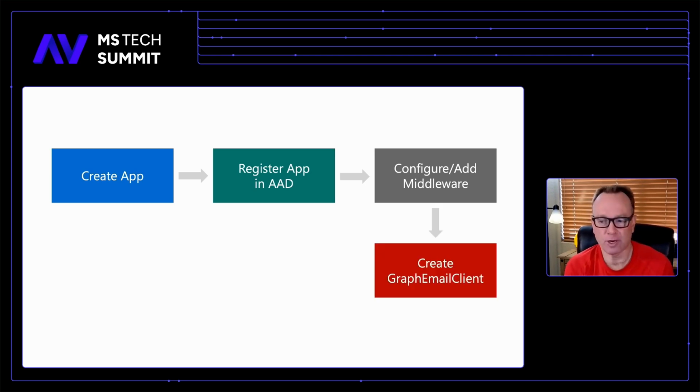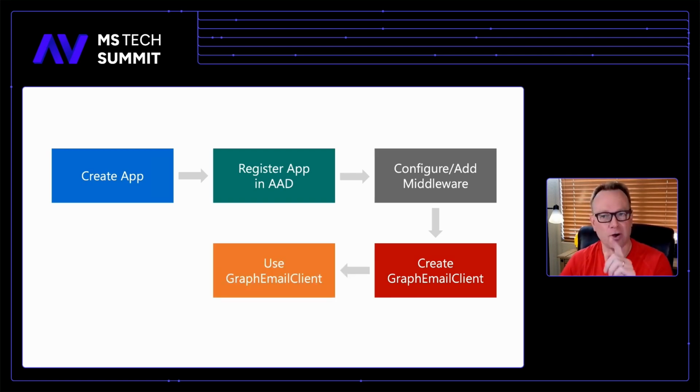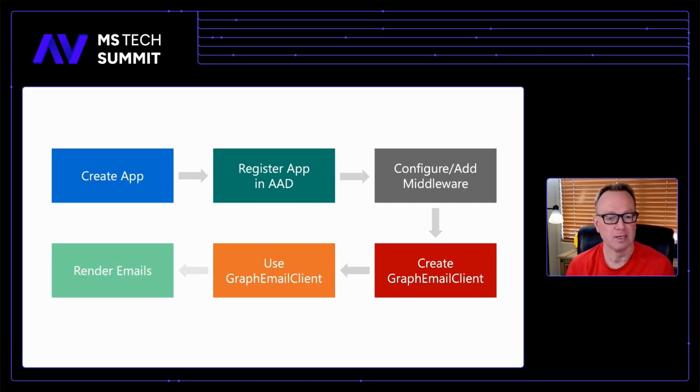Okay, from there, we're going to create a Graph email client. This is some code we're going to write. And we're going to use that to call the RESTful APIs. Now, I mentioned this is a RESTful API, but there are software developer kits, SDKs, that you can use. I'm going to be using one of those here. Yes, you could write the raw HTTP requests, or you could just use the SDK. The SDK greatly simplifies, as you'll see in a moment. And then, of course, once we get the data back, we would render those emails.